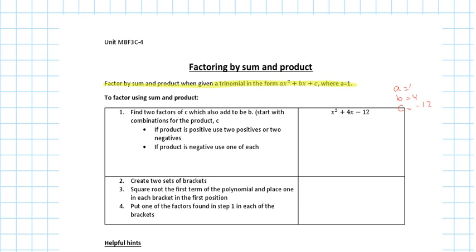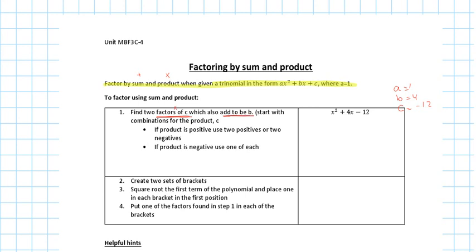So we're looking at two numbers that multiply to c and add to b. That's why it's called sum and product. Sum means addition. What's product? Multiplication. So I'm looking for two numbers that multiply to something and add to something. We want two factors of c, so they multiply to c and add to b. That's what I'm looking for.